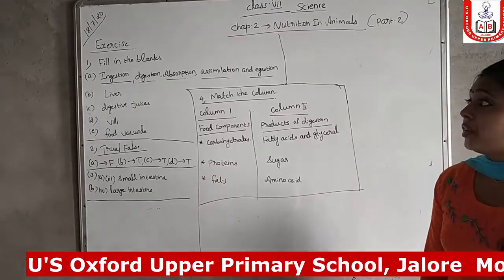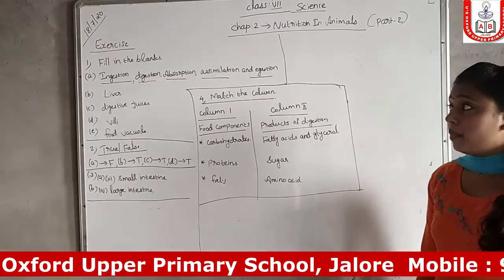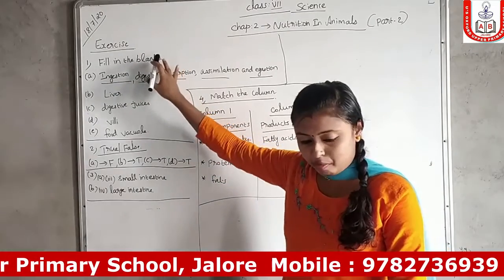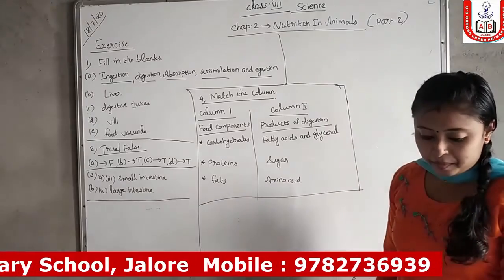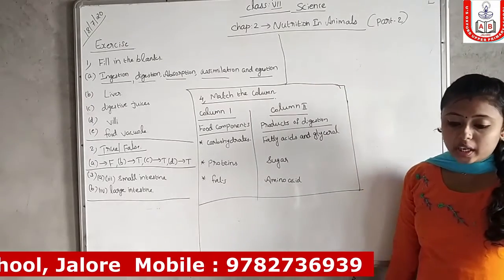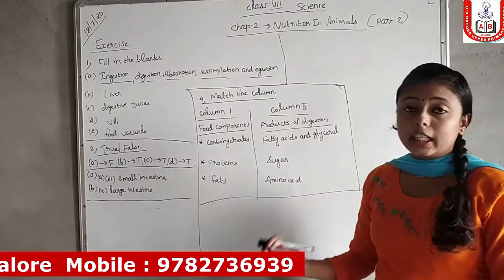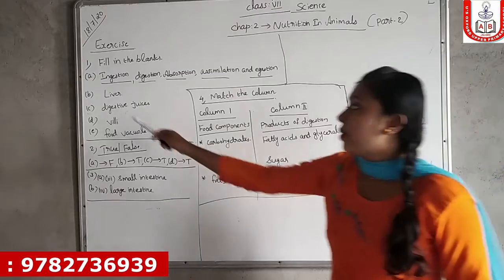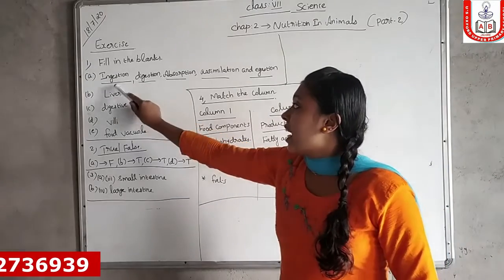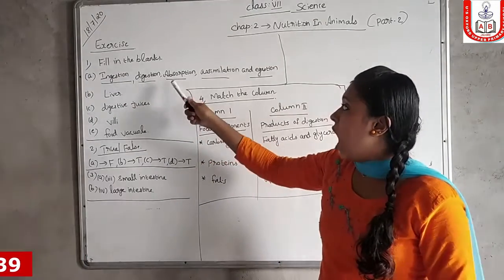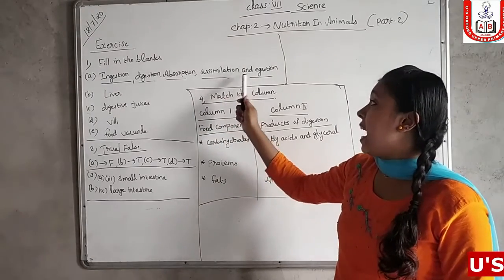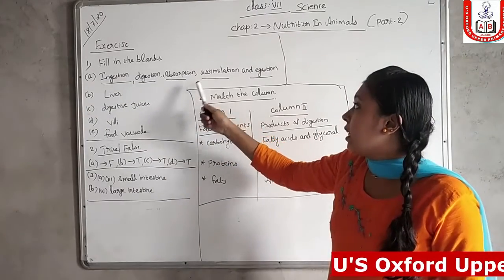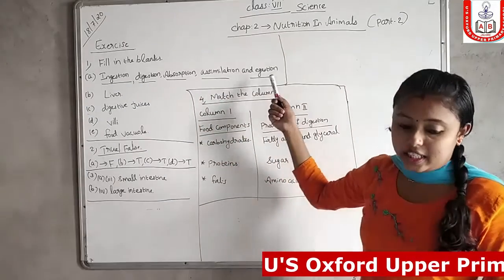Next we are going to discuss the exercise of this chapter. First question is fill in the blanks. A: The main steps of nutrition in humans are dash. The answers are ingestion, digestion, absorption, assimilation and egestion.